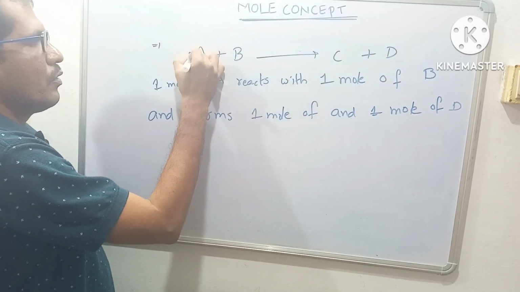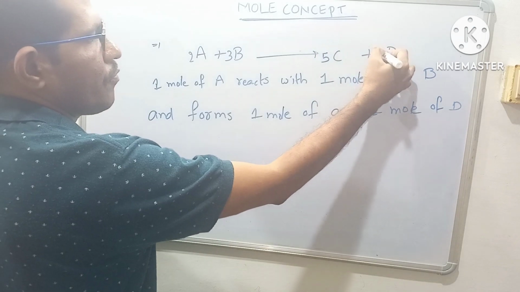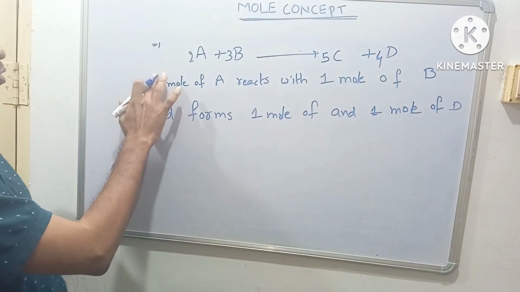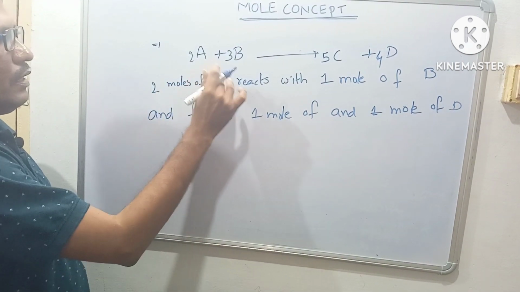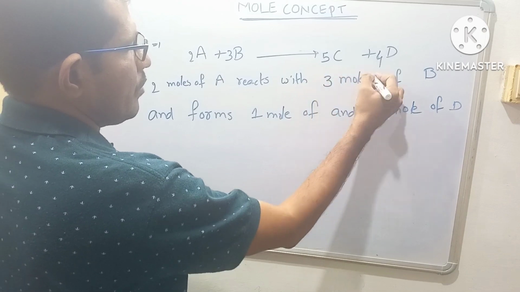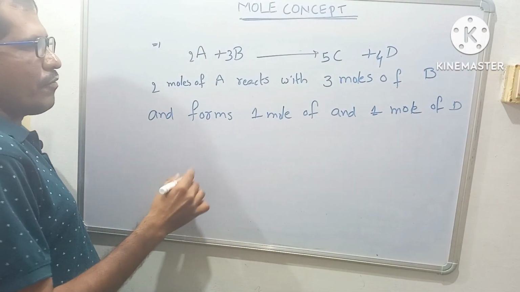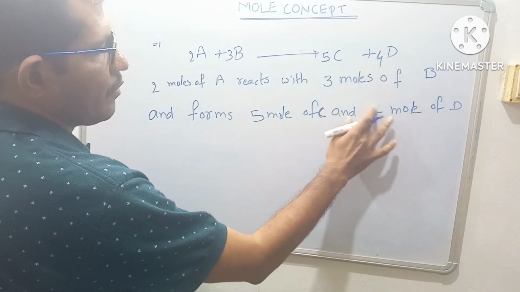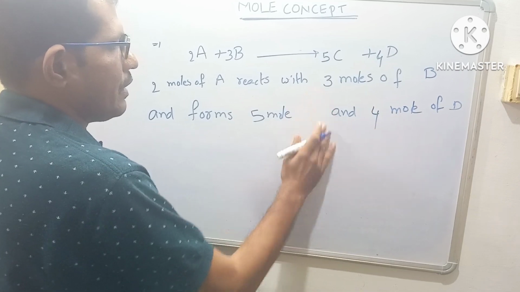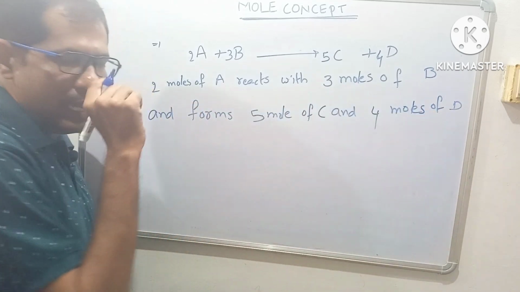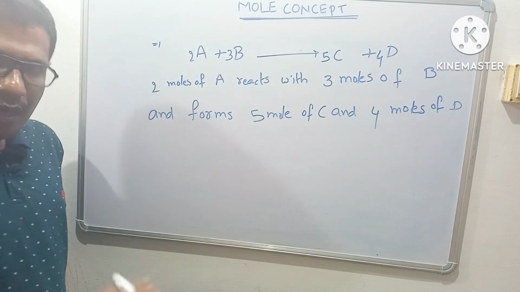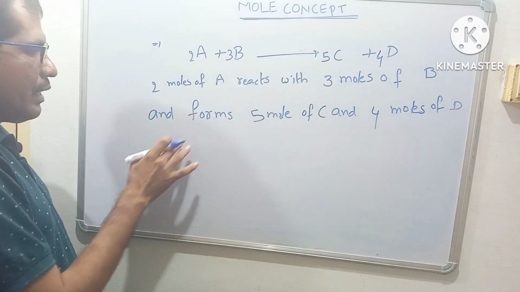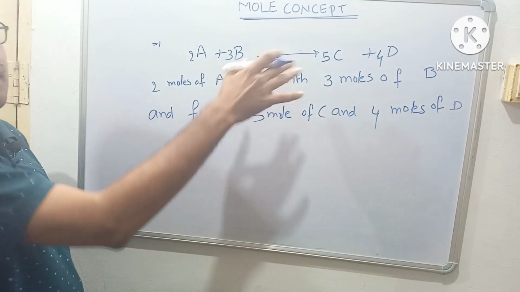Suppose my equation is like this: 2A + 3B gives 5C + 4D. So how can you write this? 2 moles of A reacts with 3 moles of B and forms 5 moles of C and 4 moles of D. Like that you need to decode the reaction first and then do the problem. That will be very easy for you, right?